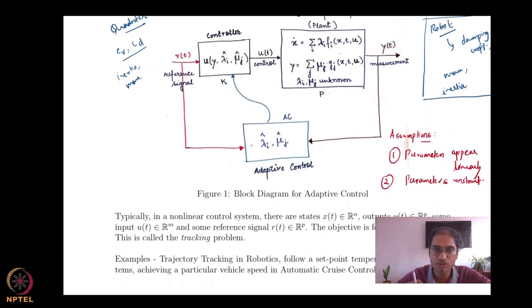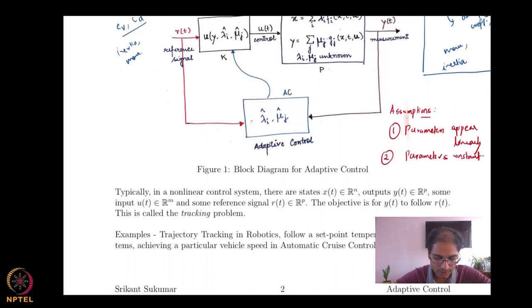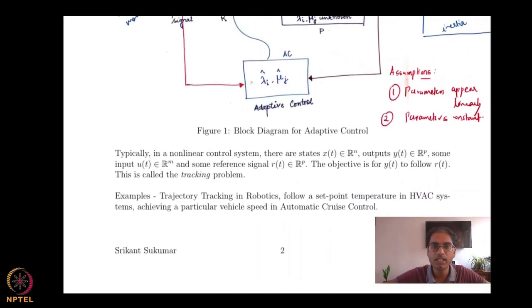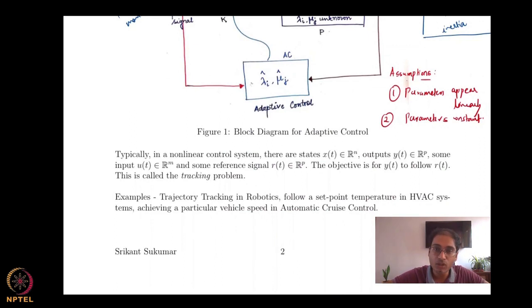All right. Adaptive control is primarily for the case when you have unknown parameters in the plant, or uncertainties in the plant. Okay. So that is what we sort of summarize here. Typically in an adaptive controller, typically in the nonlinear control, you have states, outputs, and some input U, reference signal R. The objective is usually for the Y, that is your output, to track the reference R. Yeah. So these are some examples, trajectory tracking in robotics. So this is usually called the tracking problem.